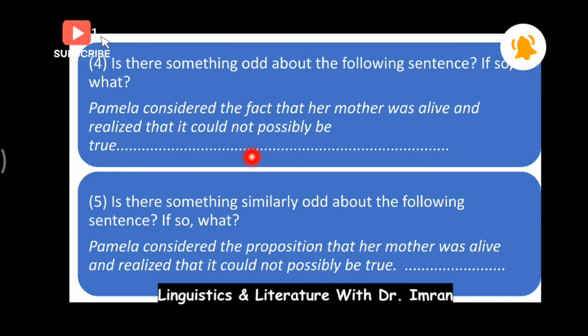Next example. Is there something odd about the following sentence? If so, what? Pamela considered the fact that her mother was alive and realized that it could not possibly be true. This is an odd sentence because, on the one hand, Pamela considered the fact that her mother was alive, and realized that it could not possibly be true. So these two parts are in contradiction with each other. So this is odd in this sentence.